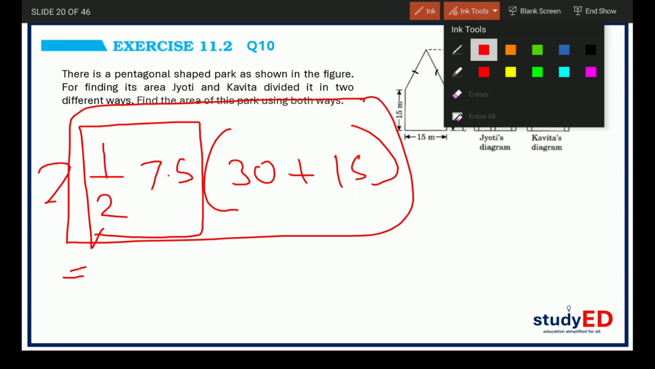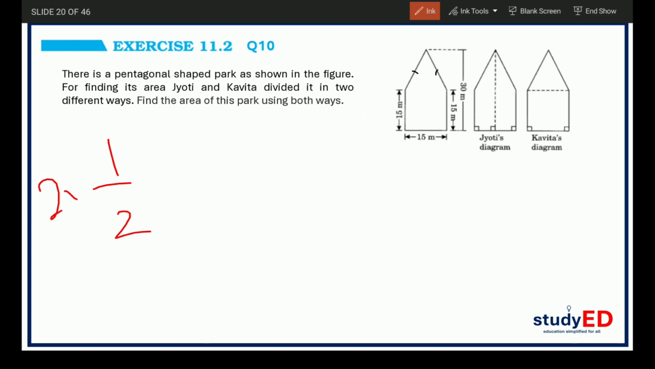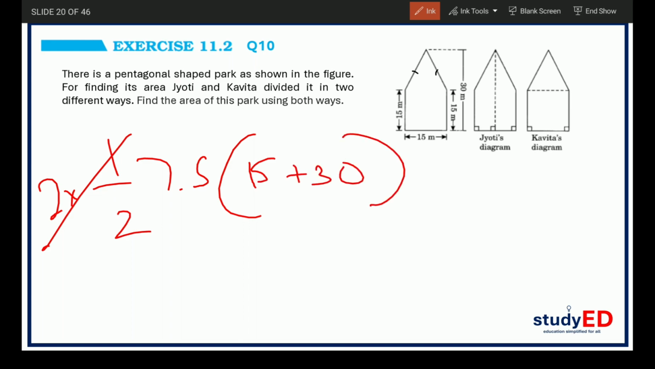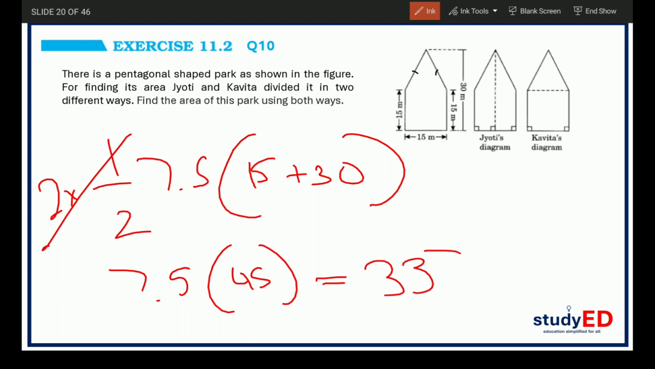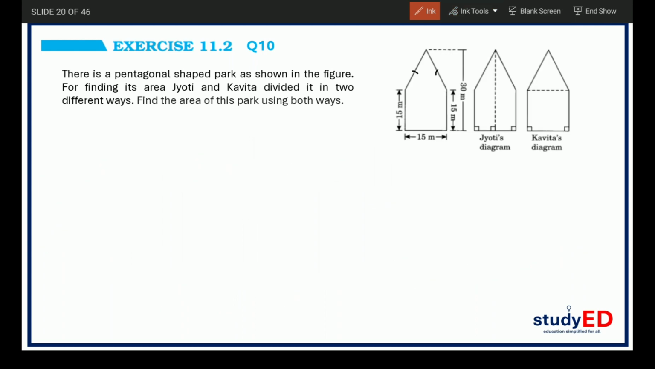Exactly. So we just put the same formula, 2 into 1 by 2 times 7.5, and we'll just cancel those off because 2 by 1 into 1 by 2 is just 1. And 7.5 into 15 plus 30. So we can calculate the area of the entire figure. Now 7.5 into 45, and if we multiply through decimal multiplication, our final answer is 337.5 meters square. It's very simple, guys. I hope you understood. So we can come to the conclusion that Jyoti's diagram is 337.5 meters square. Let's move on with Kavita's diagram.